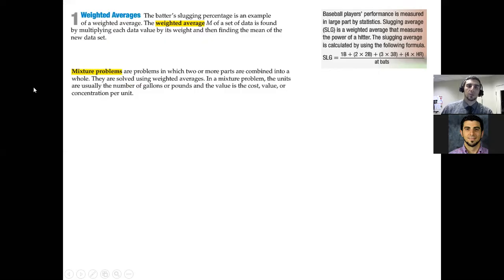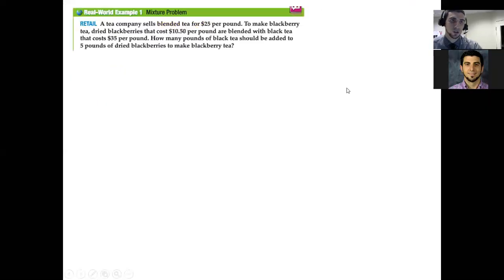The batter's slugging percentage is an example of a weighted average. A weighted average M of a set of data is found by multiplying each data value by its weight and then finding the mean or the average of the new data set. Mixture problems are problems in which two or more parts are combined into a whole. They are solved using weighted averages. In a mixture problem, the units are usually the number of gallons or pounds, and the value is the cost, value, or concentration per unit. We are going to go through a couple of examples to show you what we're talking about.